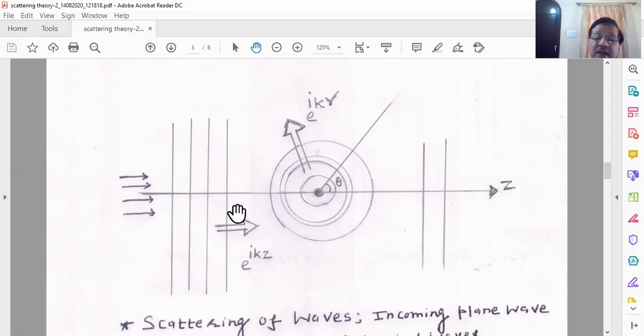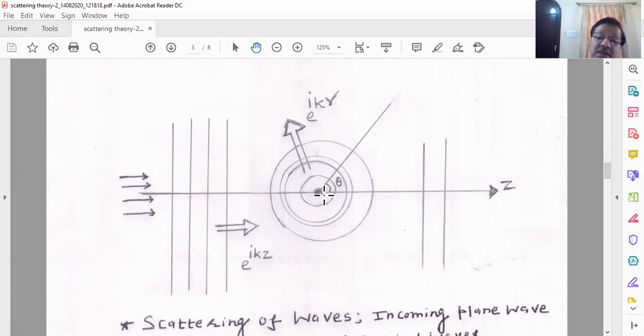So the plane wave is interacting with the potential field of the scatterer, and the plane waves are scattered, and you get the spherically scattered wave. So you have a spherical scattered wave which is scattered in the outward direction, and the scattered waves are diverging. So you have a spherically scattered diverging wave which is moving radially outward.